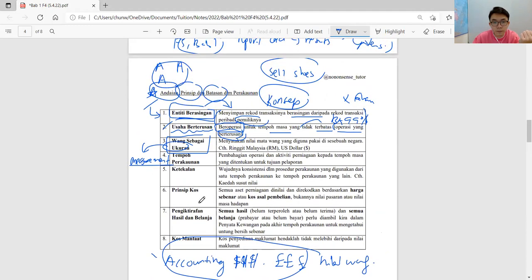That's why wang sebagai ukuran ialah menyatakan nilai mata wang yang diguna pakai di sesebuah negara. And also depends on where you are at. If we are in Malaysia, kita guna ringgit Malaysia. So we guna RM. But if we are in US, kita guna US dollar to ukurkan benda itu. That's why it is called wang sebagai ukuran. Do you understand? Yes, you give me a 3.